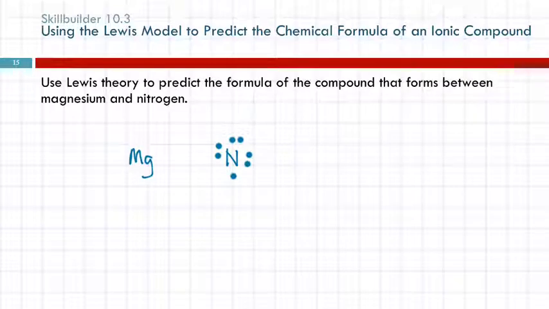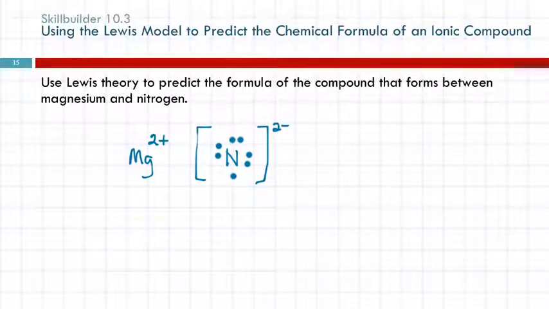Now what has that done to the magnesium? It gave it a charge. It's a 2 positive charge because it lost 2 negative charges. Is this magnesium ion happy? Yeah, it's happy. Is the nitrogen happy? Not quite. Closer. But close only counts in horseshoes and hand grenades.